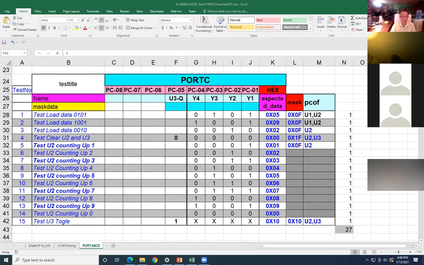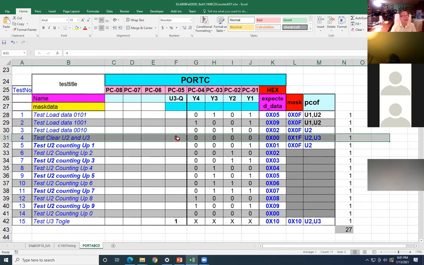Hey, Mr. Pham. Yeah. You know what? On test number 4 and test number 15, she didn't ask, but Kumi had asked me about this. How come the mask data on number 4 is 1F, but on number 15 is 10?